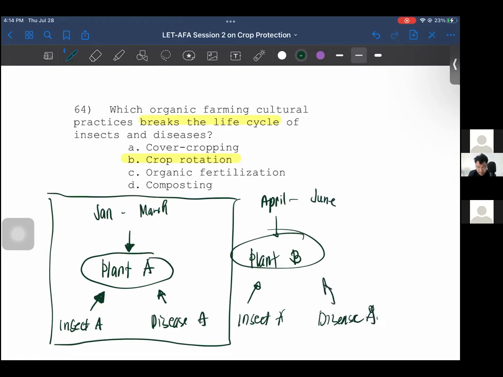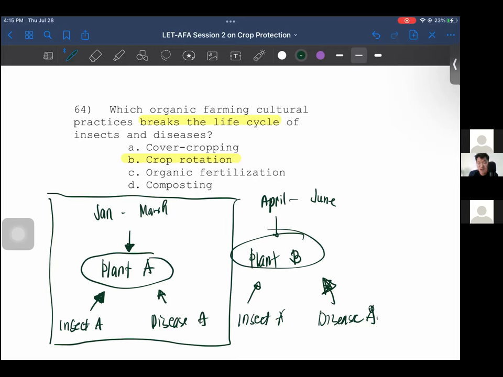Pero, dahil hindi nila kilala si plant B, for example, sabihin natin ang plant A mo ay munggo. Yung munggo, meron siyang specific na mung bean rust. Tapos, kapag bumalik siya, tas iba na yung halaman na nandun, parang hindi na siya welcome dun. Ganun ang istorya. Ayun ang scenario sa crop rotation. Kapag bumalik sila, hindi na sila welcome dun kasi iba na yung host, hindi na nila kayang i-infest to.